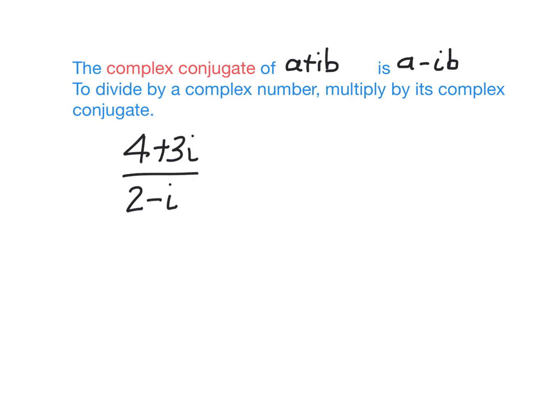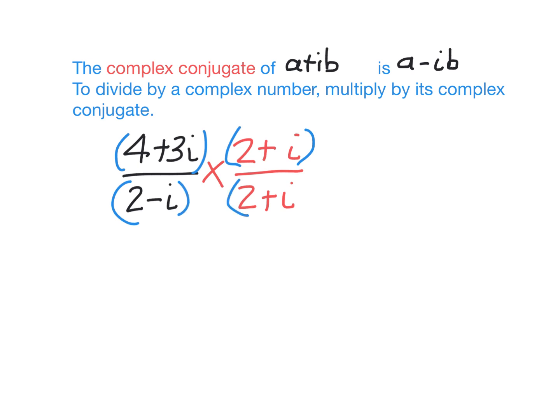But if we multiply top and bottom by the complex conjugate, we will be multiplying by 1. So the complex conjugate of 2 minus i is the same numbers, but instead of having a minus, we have a plus. We have the opposite sign between them. So what I do now is multiply the tops together and multiply the bottoms together. This number here in black is being multiplied by 1, so we're not changing its value.